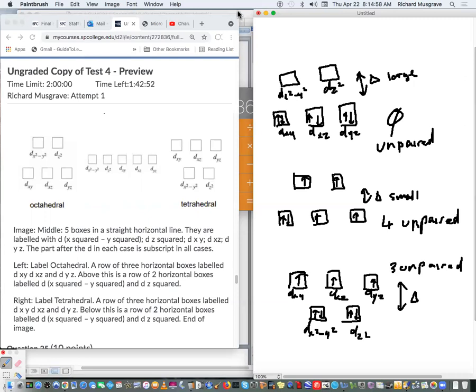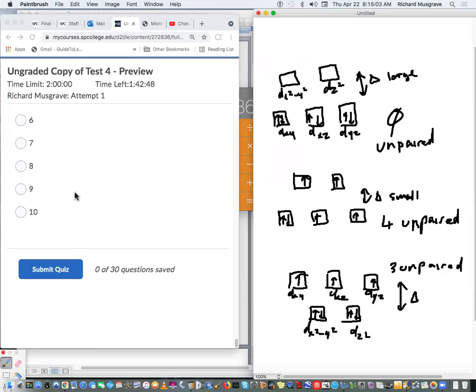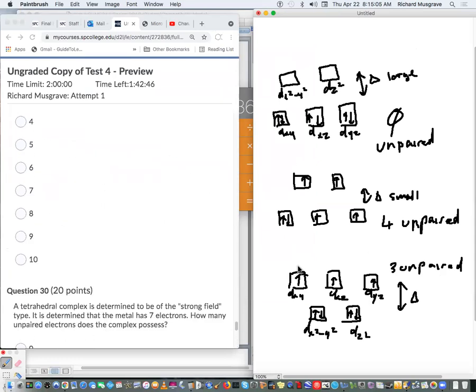All right, let's see how people feel about those two problems. We're talking about problems 29 and 30. How do you feel about problems 29 and 30 that have to do with unpaired electrons? 5, 4, 3, 2, 1. Does anybody have any questions? One person halfway understood. So any questions?